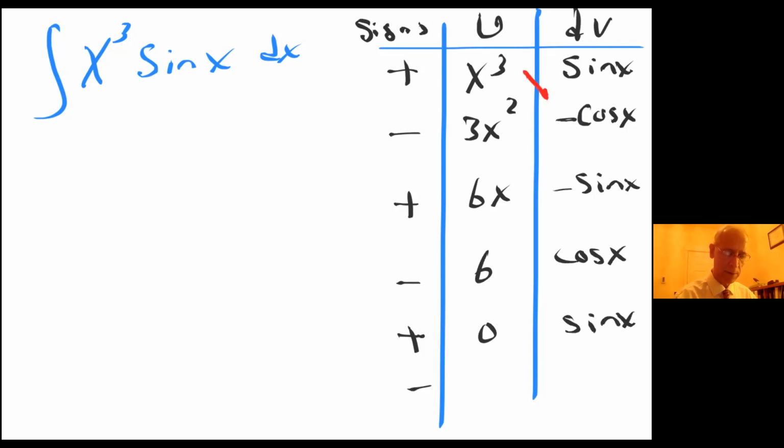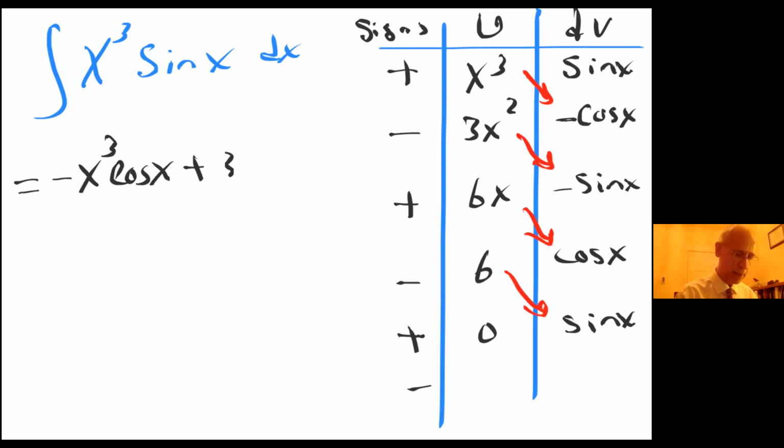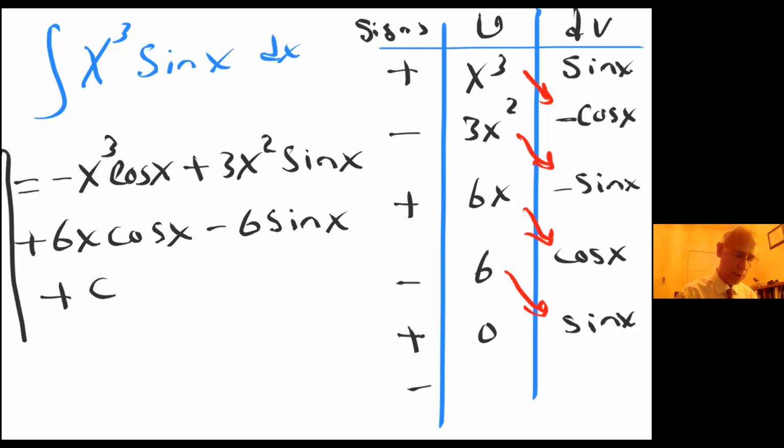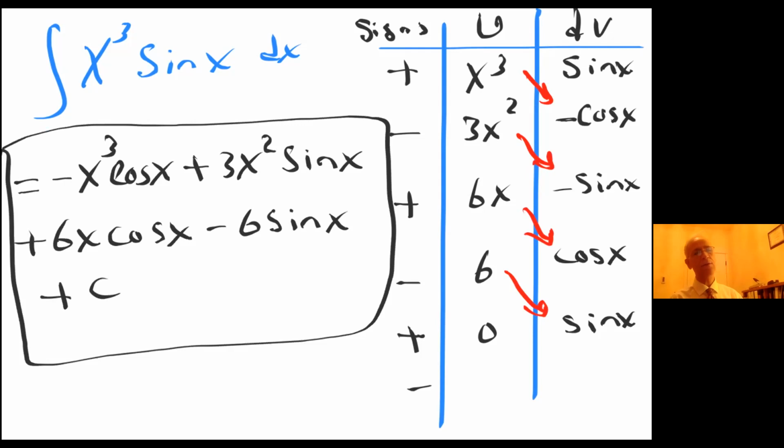And here are our arrows. And so the answer to this is positive x cubed times minus cosine of x, which is minus x cubed cosine of x. And then you have minus 3x squared times minus sine of x, which gives me plus 3x squared sine of x. And then you have 6x times cosine of x, so plus 6x cosine of x. And then you have minus 6 sine of x, and then plus c. So here is the answer.